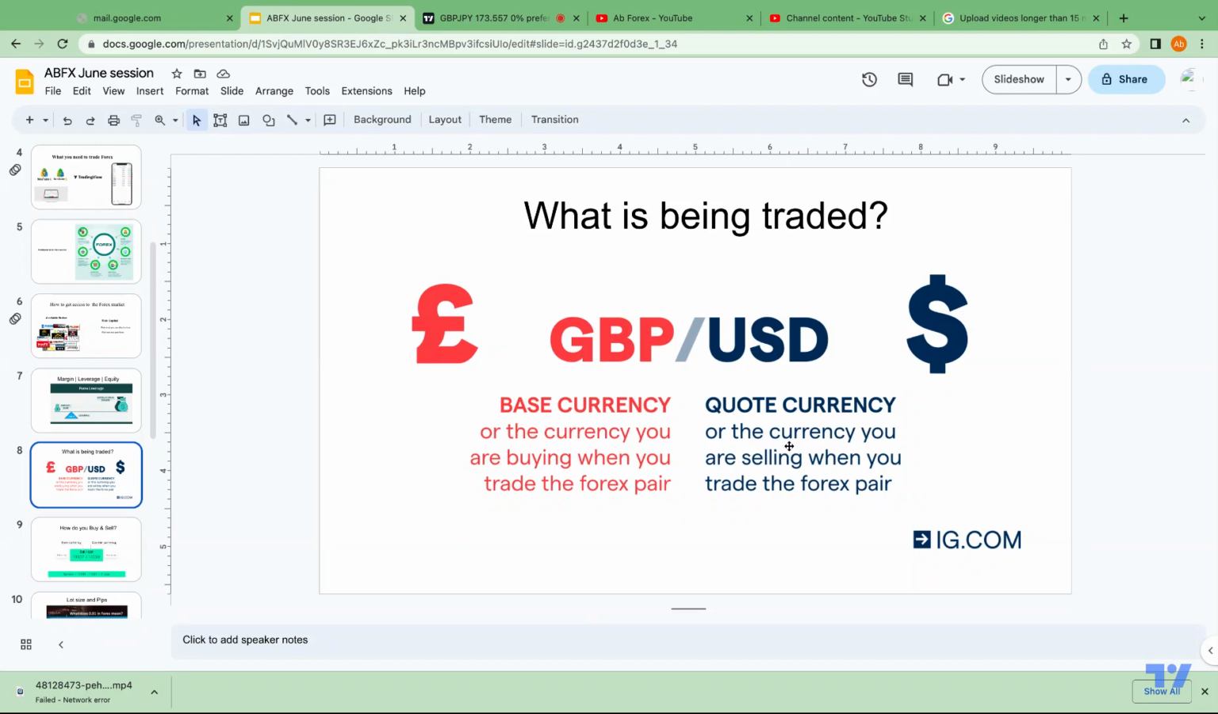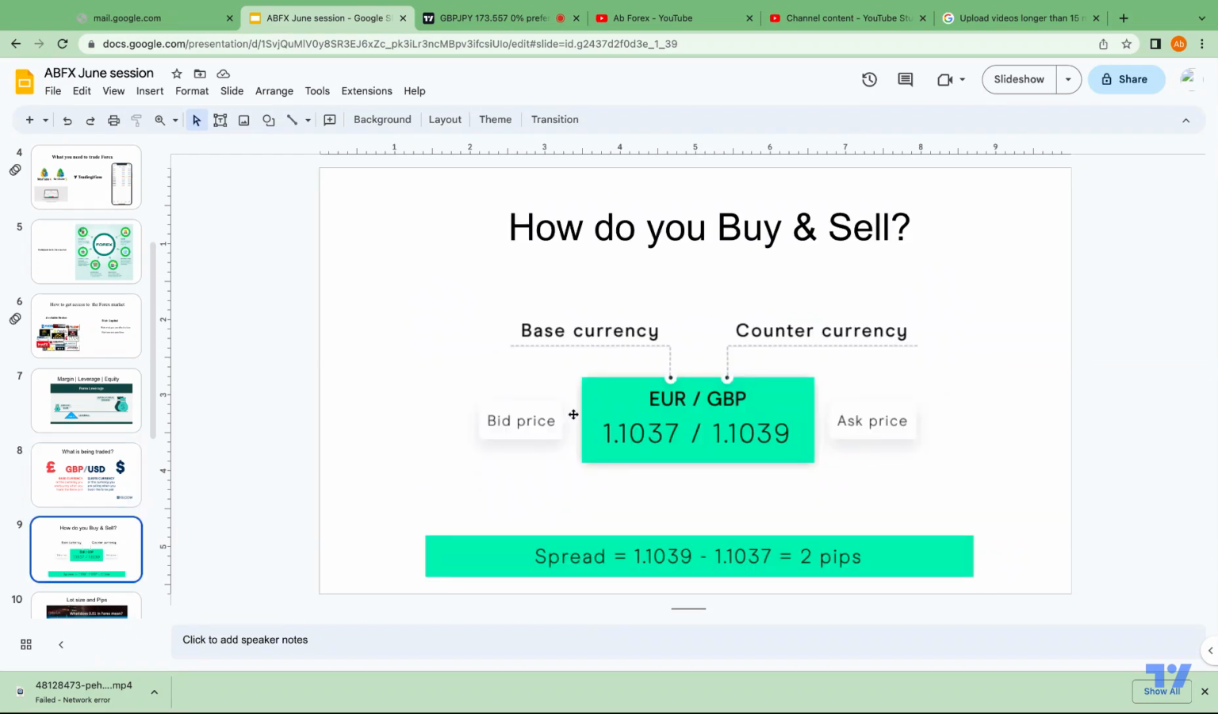Now, how do you trade these currencies? That's what we're going to be seeing next. How do you buy and sell them? Now, you see the base currency. In this case, we're using the currency pair EUR/GBP, so you're exchanging the euro against the Great Britain pound. Now you see the base currency and the quote currency.